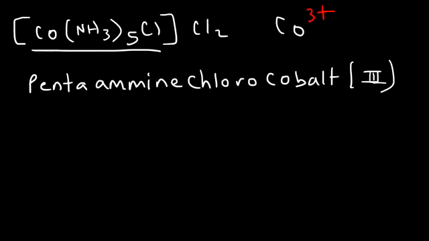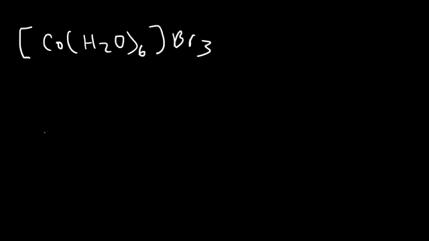And then we can leave a space. And then for the anion, we're just going to say chloride. So it's pentaammine chlorocobalt(III) chloride. Now let's move on to our third example. Go ahead and try that one.